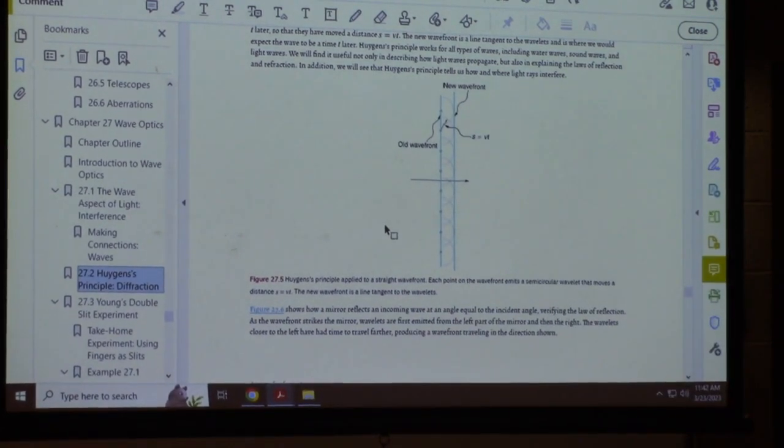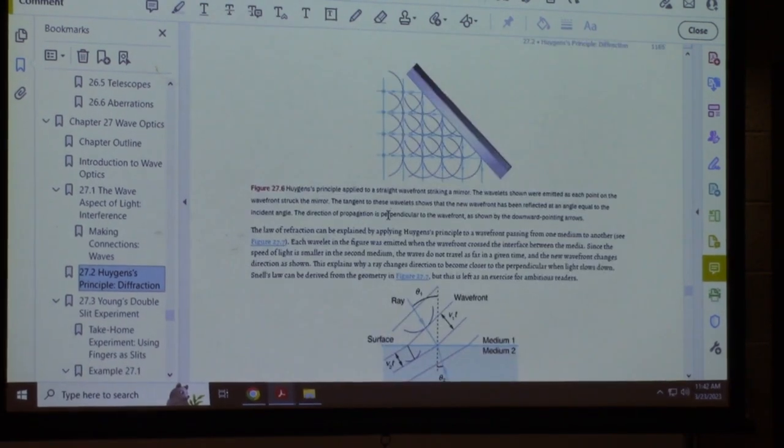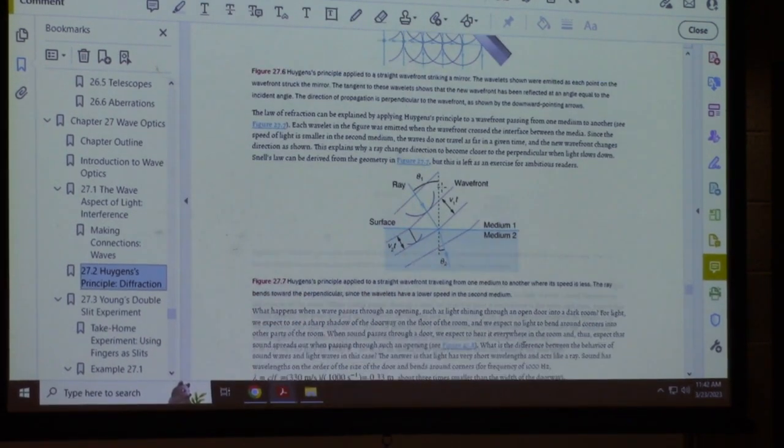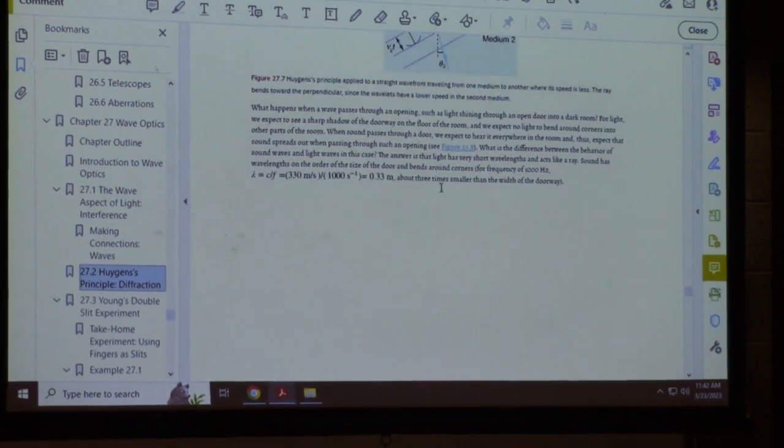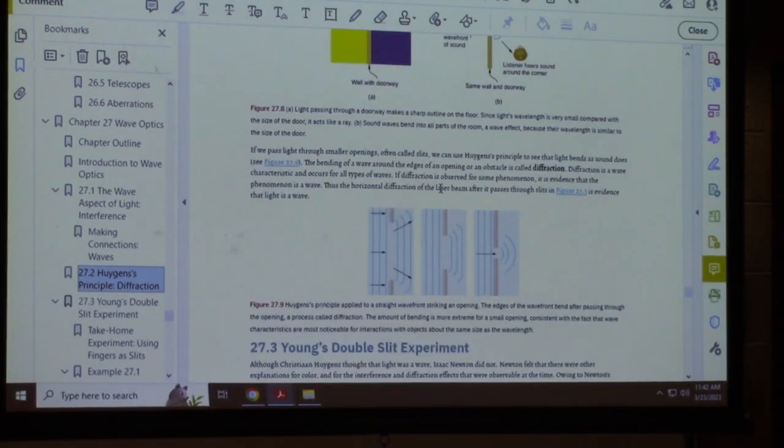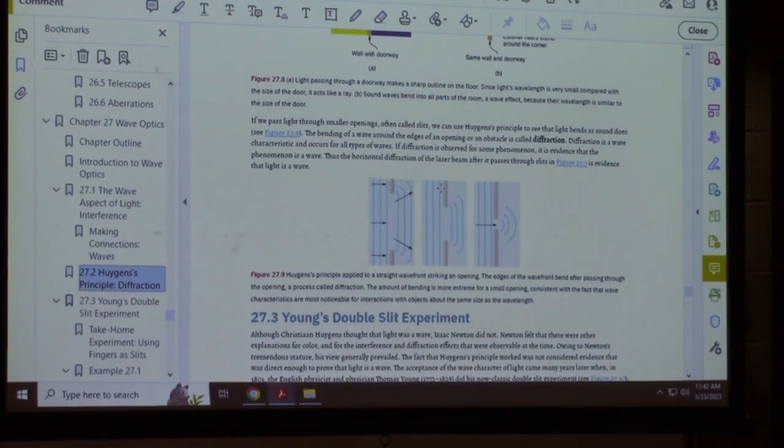And Huygens uses that to explain things like, why does the light reflect off of a mirror? Why does the light refract? Let me go back to this picture. This is why it diffracts.